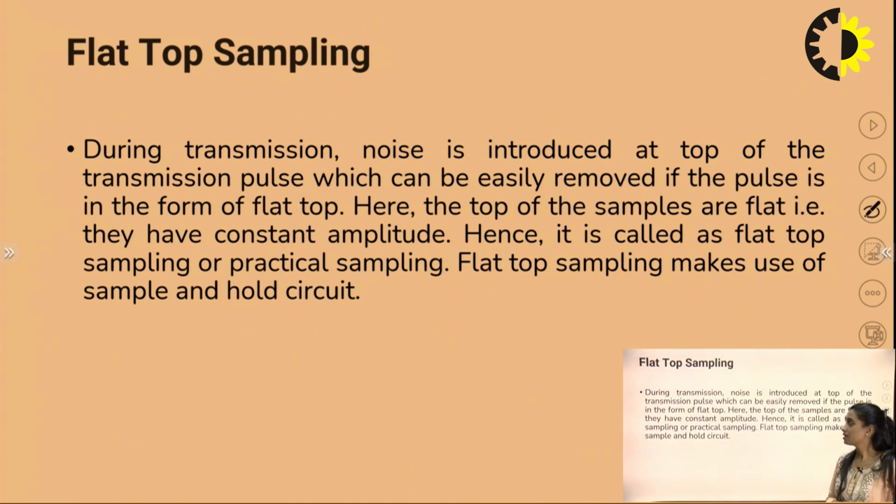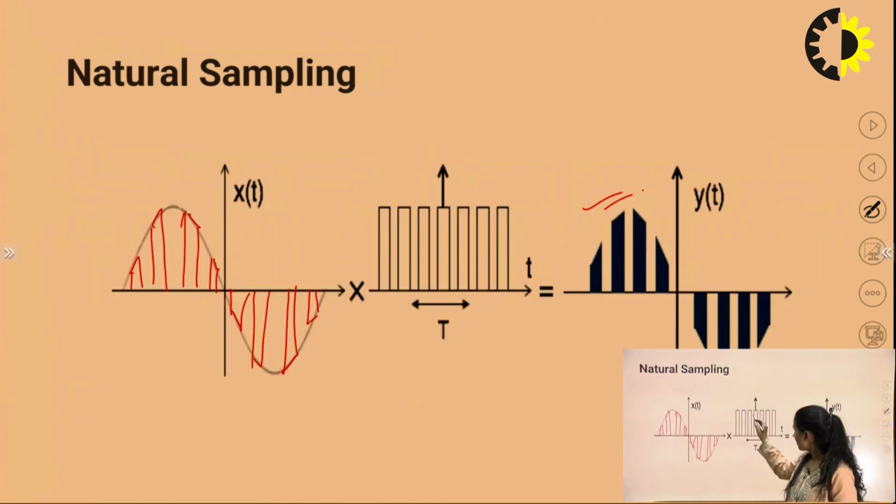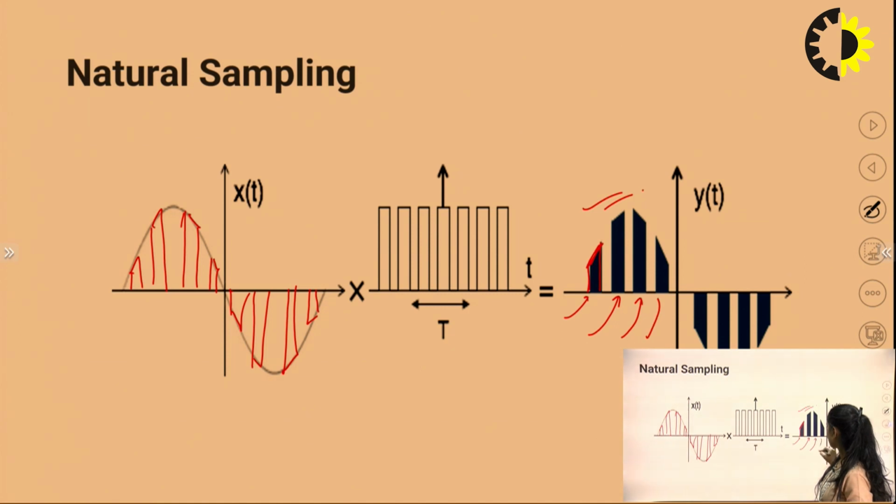After that, flat top sampling. What is flat top sampling? During transmission, noise is introduced at the top of the transmission pulse, which can be easily removed if the pulse is in the form of a flat top. See, if I have this amplitude variation which is continuous in nature, my samples appear at every sampling time interval Ts. My sample appears after a Ts time gap. But I have discretized the time domain, while amplitude is still continuous. From this value to this value, I can have an infinite set of amplitude values, so the noise will of course affect this.